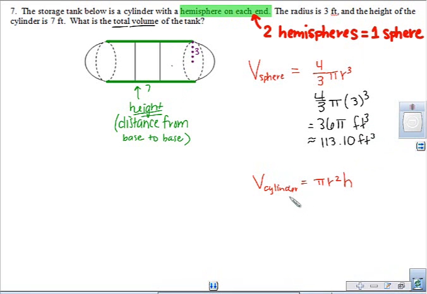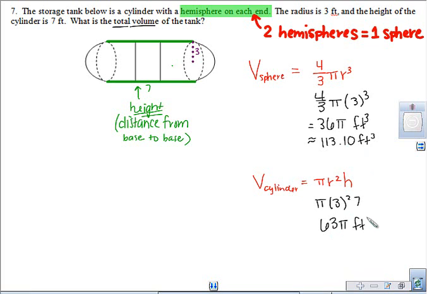Okay, and then the cylinder, there you were told that it had a height of 7. Radius is still going to be 3. So pi times 3 squared times 7. So 3 squared times 7 is 63. So that would be 63 pi feet cubed, or approximately 197.92 feet cubed.